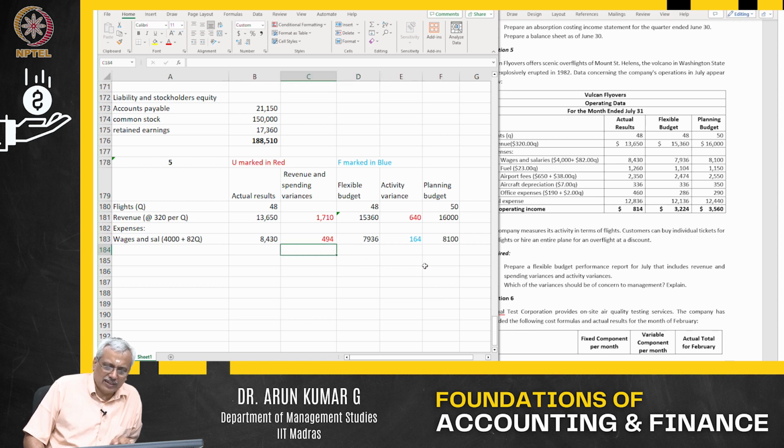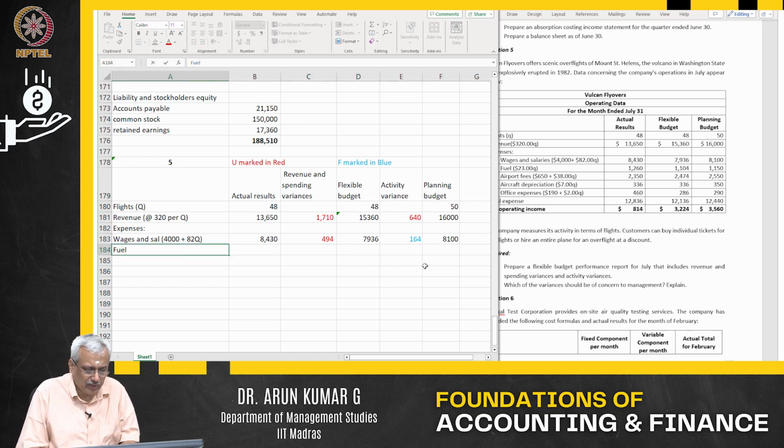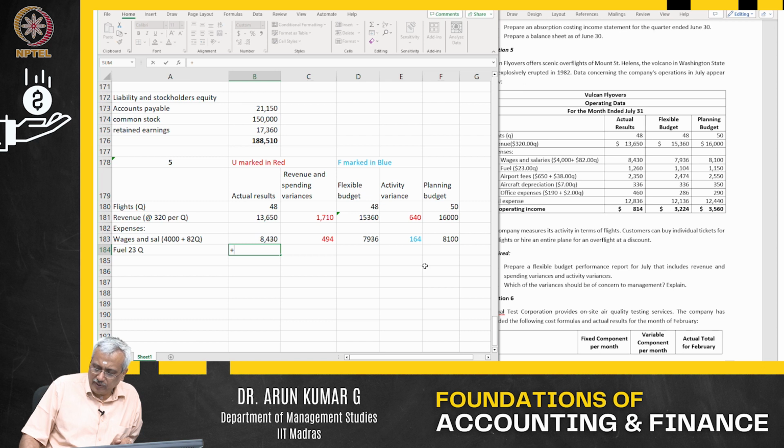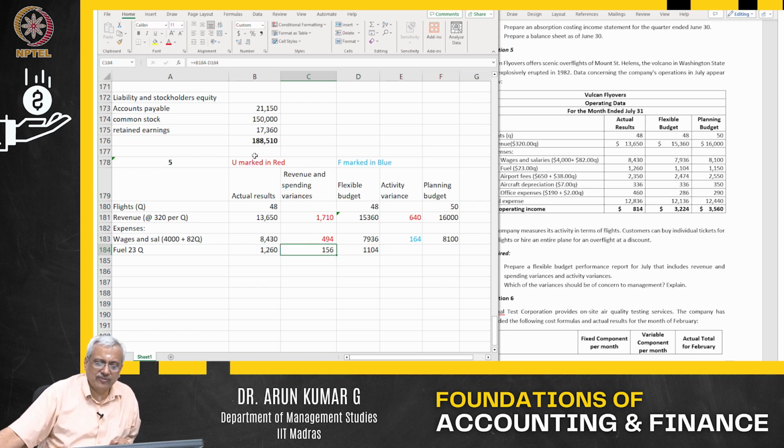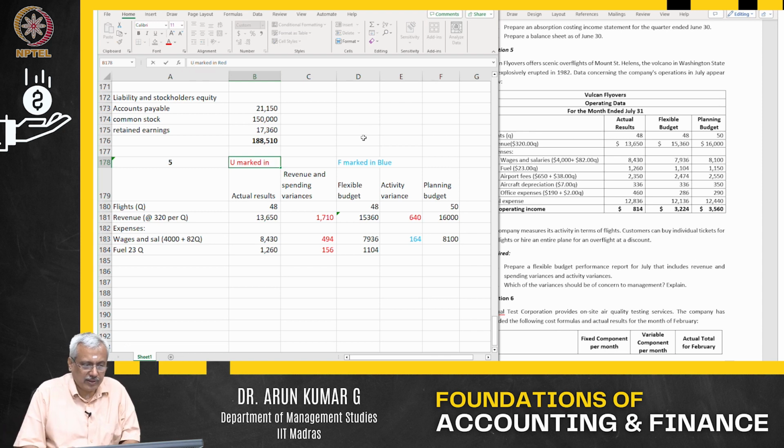Now I will go further. After wages, that is fuel. Fuel is completely variable, that is 23Q. Actual fuel spent 1260. Budgeted, what you should have spent, is 48 into 23. You have spent more, so it is an unfavorable variance in this case. Unfavorable marked in red, favorable marked in blue.